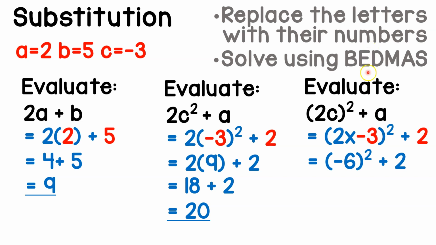Next we need to deal with our powers, which we've got here. So minus 6 times minus 6 is going to give us a positive number. And that's 36 plus 2. And finally our addition comes out with 38. So be careful with brackets, because look, they can lead to different answers.